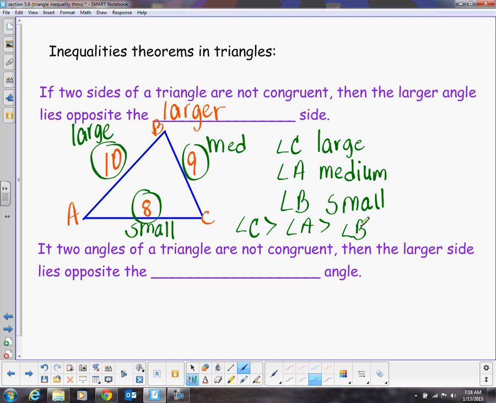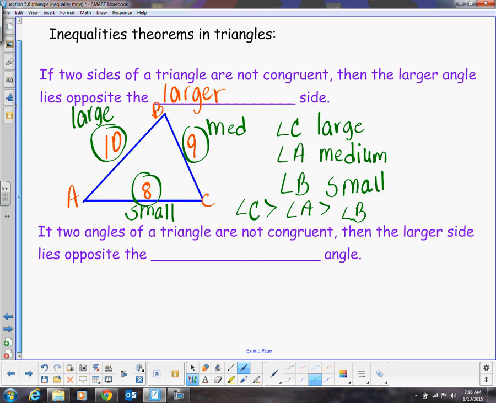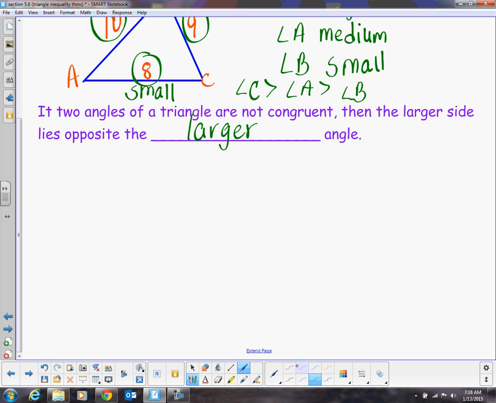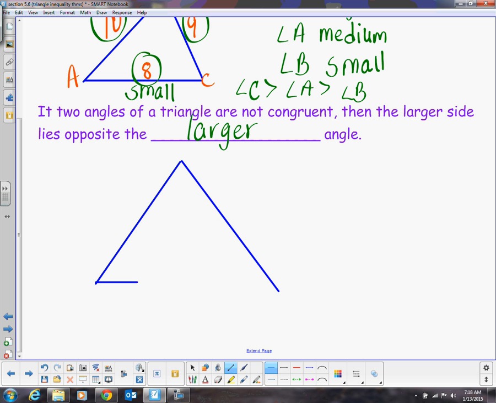And the other concept is reversed. Take this and reverse it. If two angles of a triangle are not congruent, then the larger side lies opposite the larger angle. Now this for you all is going to require a little bit of work. And I'll explain.